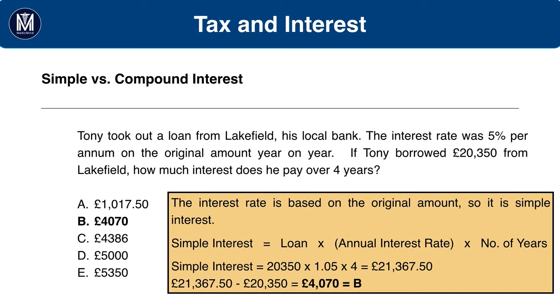So, the calculation we do is the loan times the interest rate times the number of years. So, we'll do 20,350 times 1.05 times 4 to get our new value, and then we just minus the original amount borrowed, of 20,350, to get our answer 4,070, so £4,070, which is answer B.